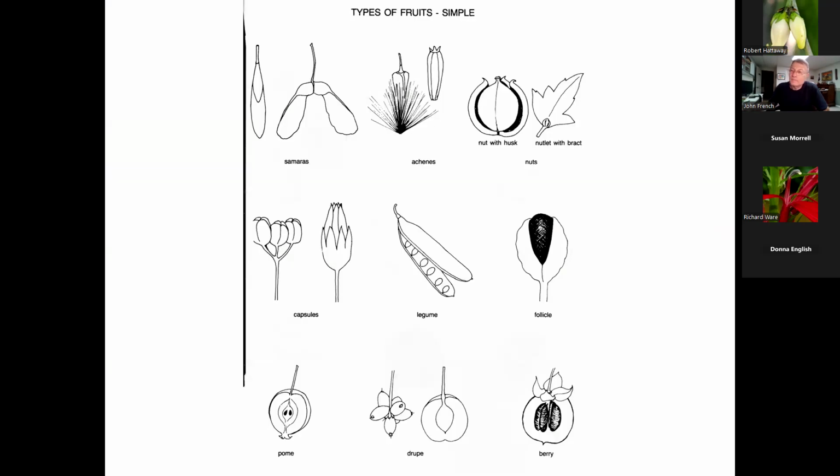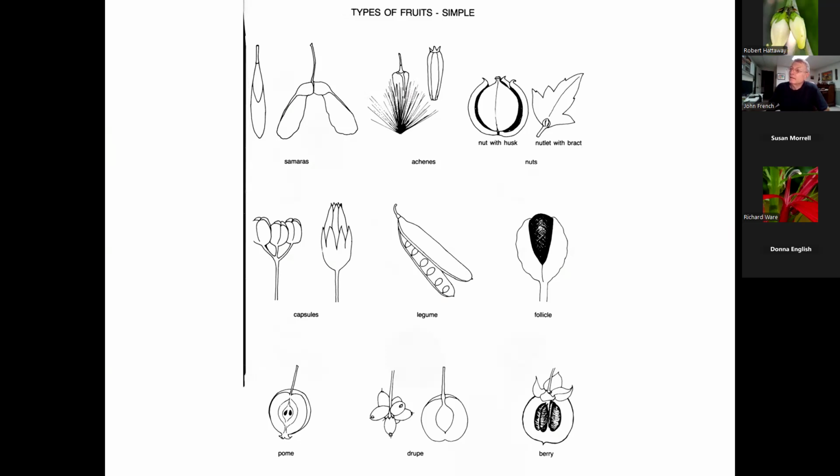I do have some fruit types in here. We will have samaras. Is that the right pronunciation? I guess that's right, samara. Achenes. On the samaras, the left one would be an ash, and the one with two is a maple, obviously. Achenes, it could be sycamore or whatever.